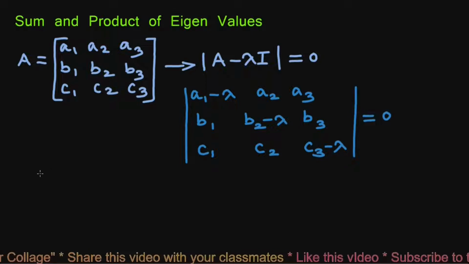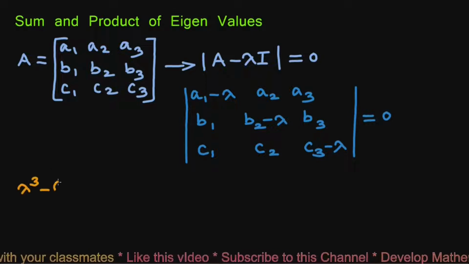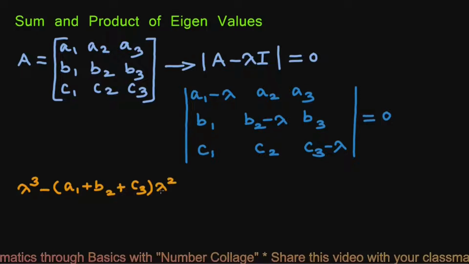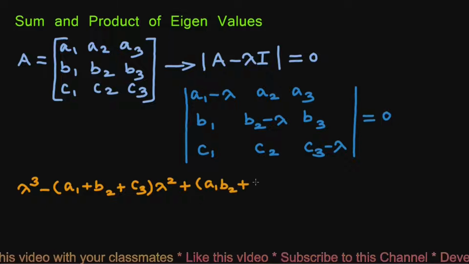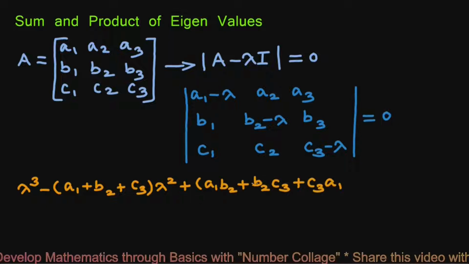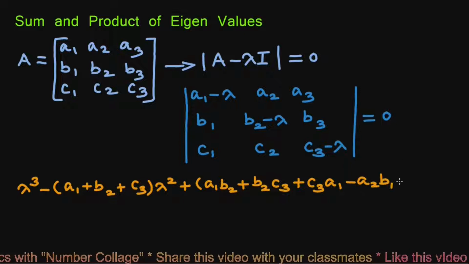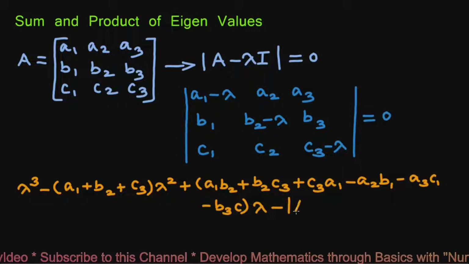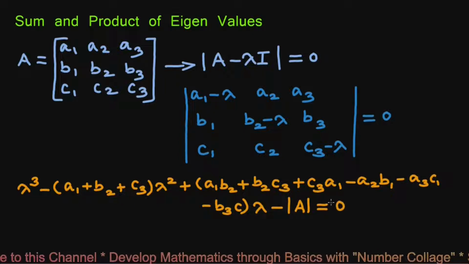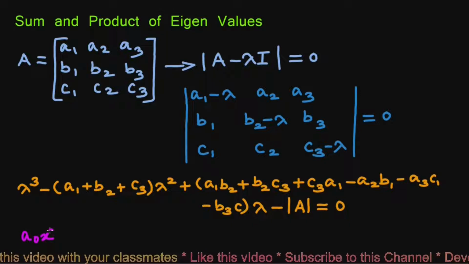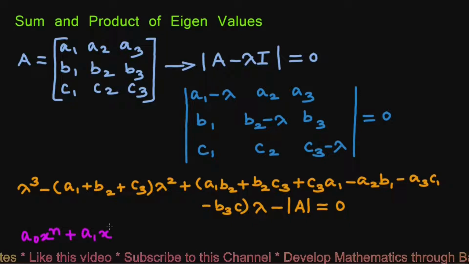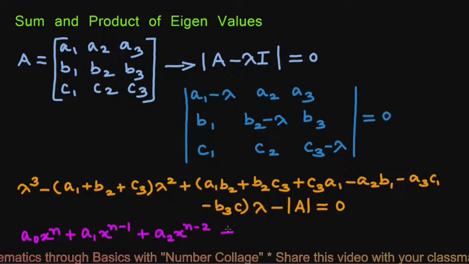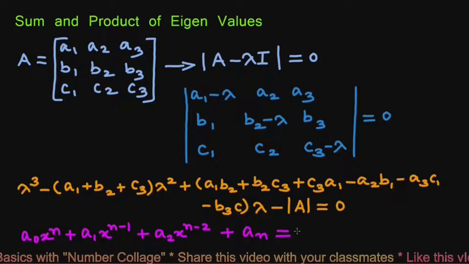Expanding this determinant, we will get lambda cube minus (A1 plus B2 plus C3) lambda square plus (A1 B2 plus B2 C3 plus C3 A1 minus A2 B1 minus A3 C1 minus B3 C2) multiplied by lambda minus determinant of A equals 0. For a polynomial A0 x power n plus A1 x power n minus 1 plus A2 x power n minus 2 plus so and so forth, An equated to 0.